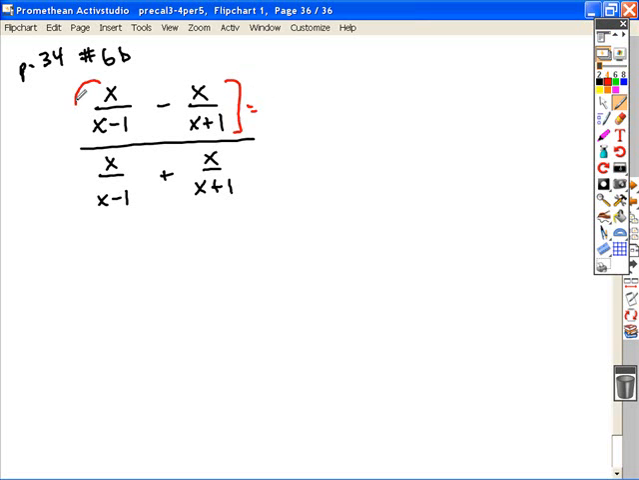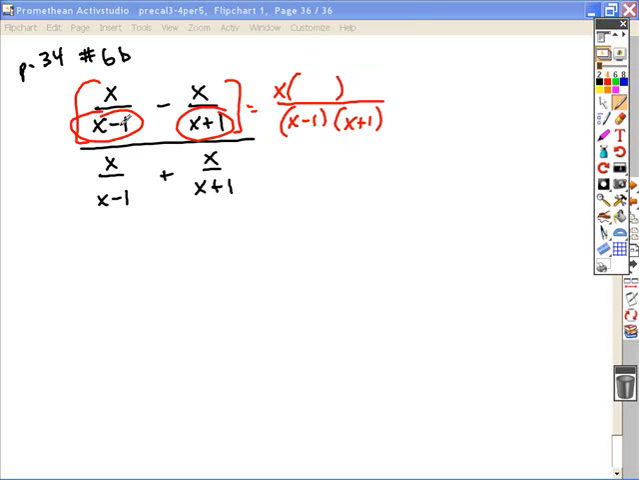All right, so if we treat this top as one single expression and combine it into a single fraction, we need to identify our LCD. We need a factor of x minus 1 and a factor of x plus 1. So we take the original numerator of the first fraction and multiply it by any LCD factor missing from its denominator. It's missing the x plus 1.